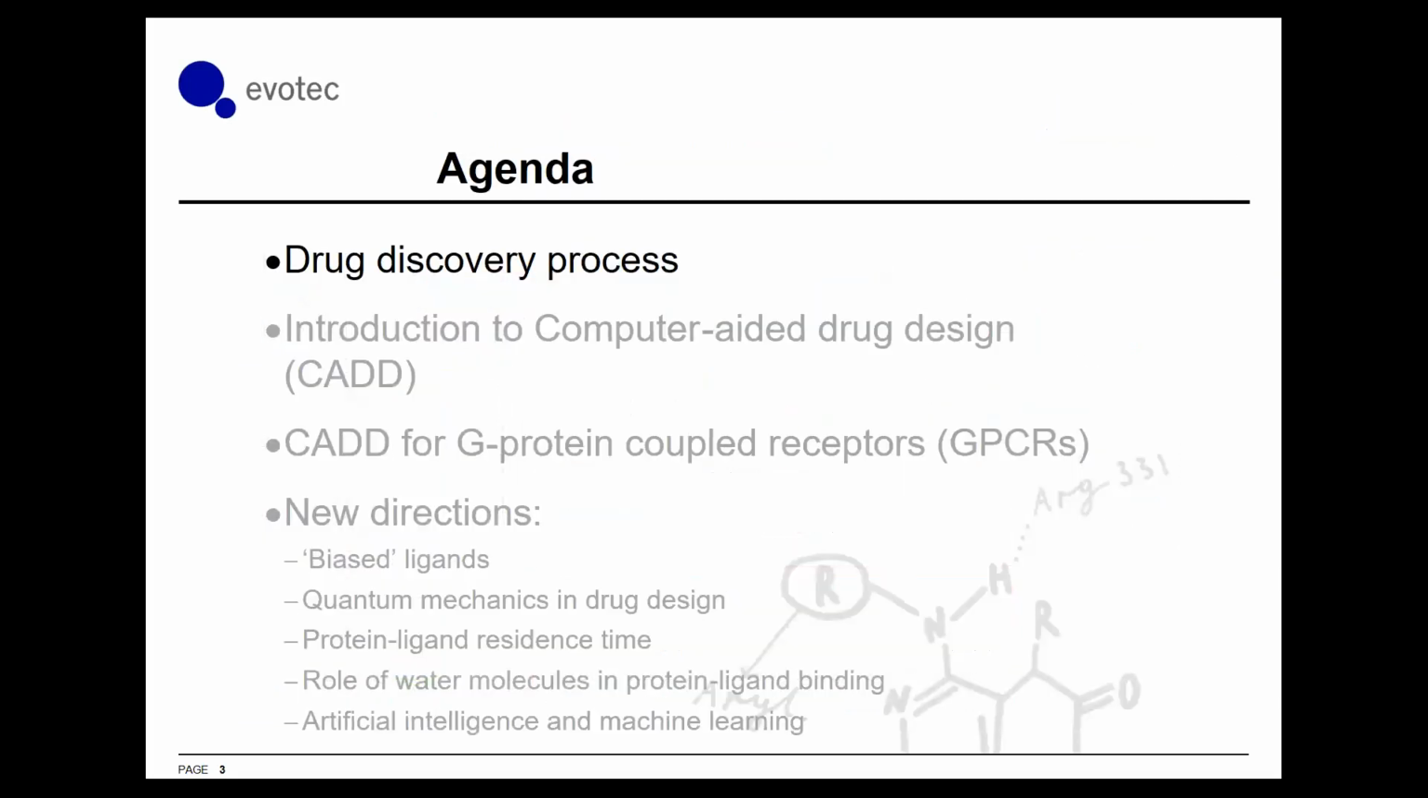The agenda of my presentation will be divided into four major topics. First of all, we'll talk about what the drug discovery process is overall. Then what actually is a drug and how we find it. Next, I will introduce computer-aided drug design. I will specify a little bit my own expertise, which is computer-aided drug design for G-protein coupled receptors. This is a specific target for drugs, and it is actually a major drug target. I will talk about them later. And I also will talk about the new directions in computer-aided drug design, which are bioligand, quantum mechanics, protein-ligand residence time, the role of water molecules in protein-ligand binding, and artificial intelligence and machine learning.